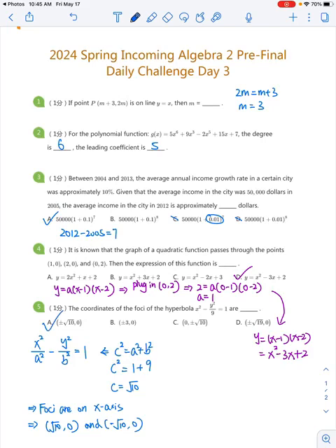Okay, so that will be it for this daily practice. You can see most of the problems here are about the different functions you need to know for Algebra 2. So make sure you know the definitions and properties of all these functions.